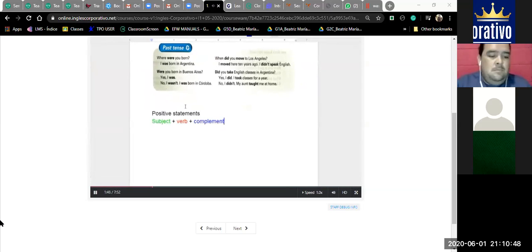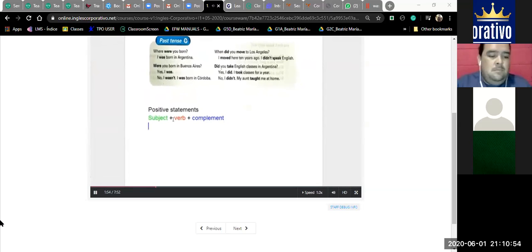So what I'm going to do is I'm going to write down the formula real fast. In order for us to make sentences in the past, particularly positive sentences in the past, we're going to have a subject, and then that is going to be followed by a verb, the verb in its past form, and then that is going to be followed by a complement. So if I write down the example that we see on the very top, which says, I moved here 10 years ago. Well, we can clearly see the subject is I. I'm going to go ahead and try to color that in green. Then we can see that the verb is moved. Notice that I had to change that to the past.